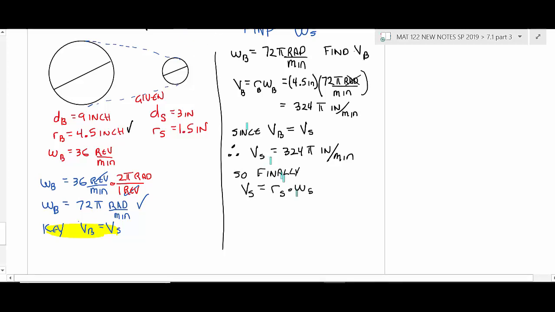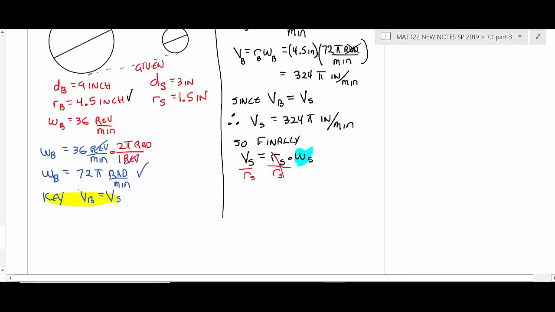Now what we're trying to do is find this. Okay, now we know everything. We know the linear velocity of the small is 324 pi. We know the radius of the small is 1.5. So we're ready to rock. I just divide by the radius, and then we're ready to get the final calculation going here.